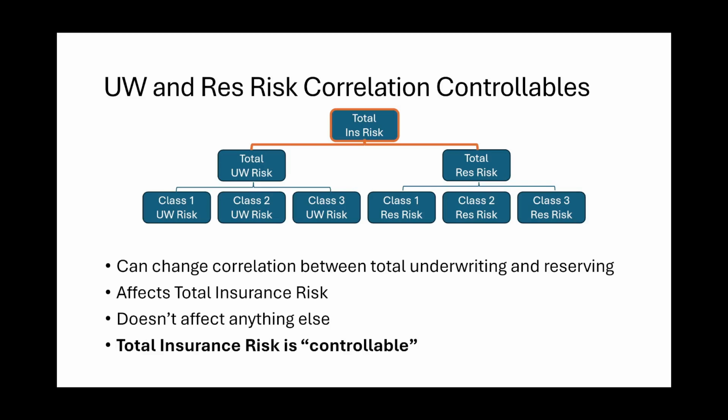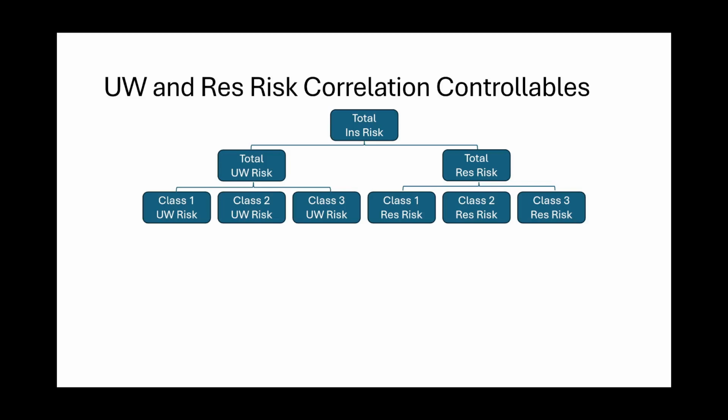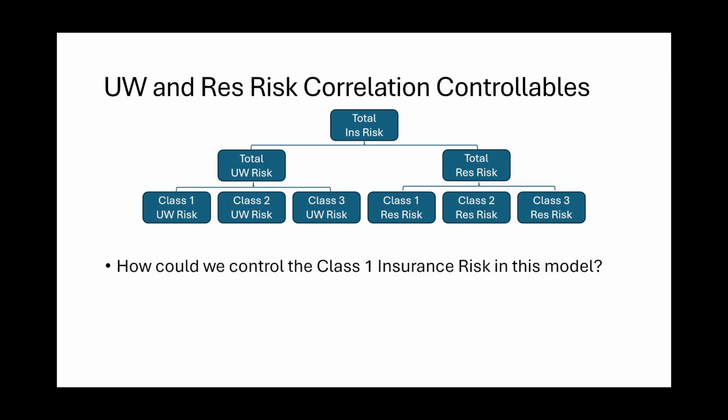Let's have a look at some examples of things that aren't controllable. Let's stay with method 2, but let's have a look at something I might want to change, but it isn't one of these direct nodes in the diagram. So let's say, how would we control class 1's insurance risk? Remember, insurance risk is the sum of underwriting risk and reserve risk. Well, I haven't got an obvious lever. I haven't got an obvious set of parameters that affects just the class 1 insurance risk in this model.